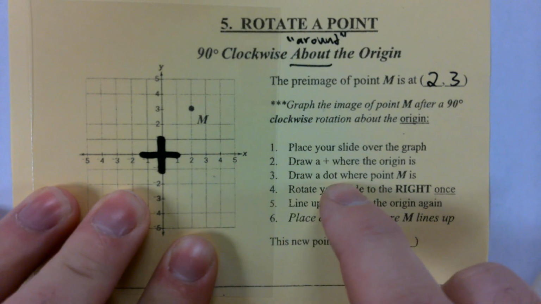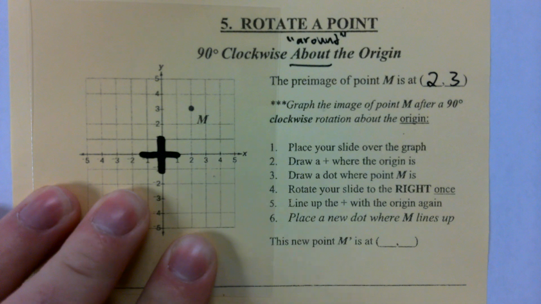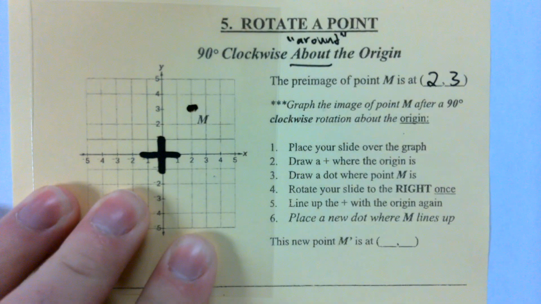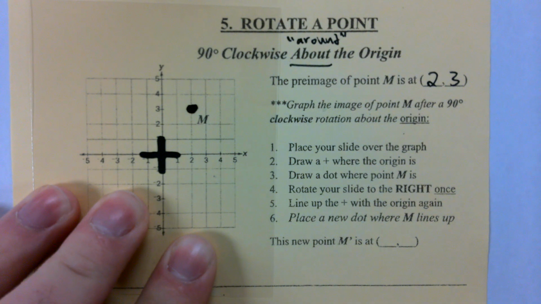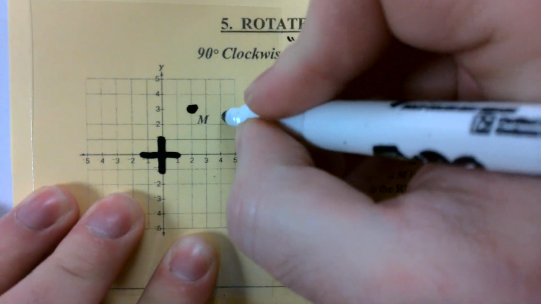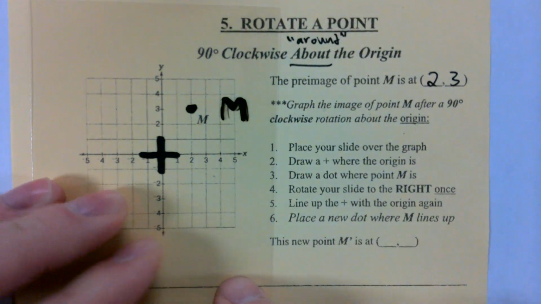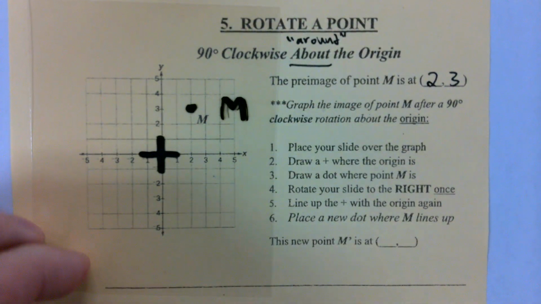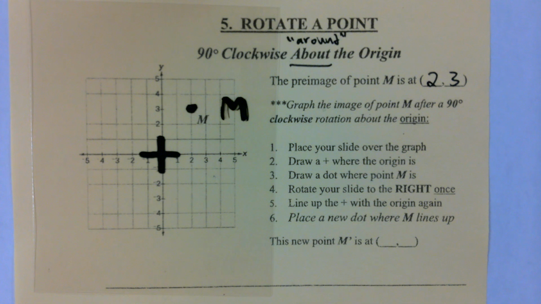Now we're going to do step 3. Draw a dot where point M is. Directly over that point, draw that dot right there onto your slide. And then just off to the side, make sure you write M. This is going to make sure we know which direction our slide is facing upward. Okay?